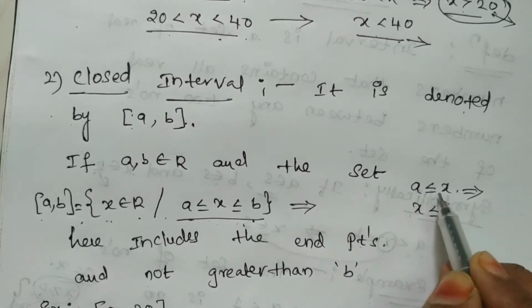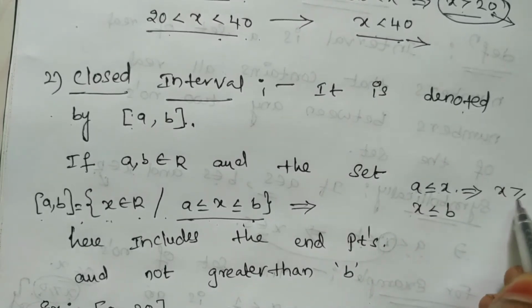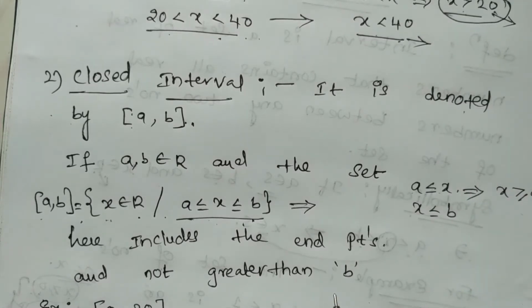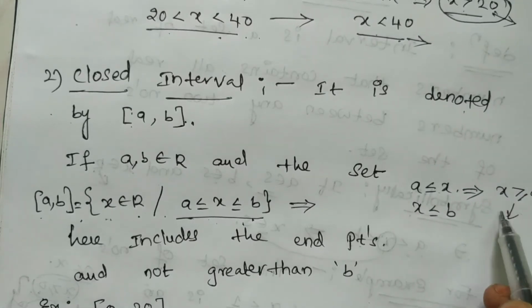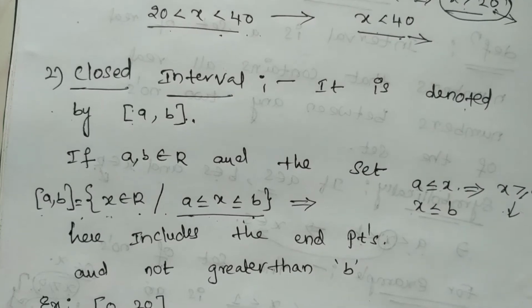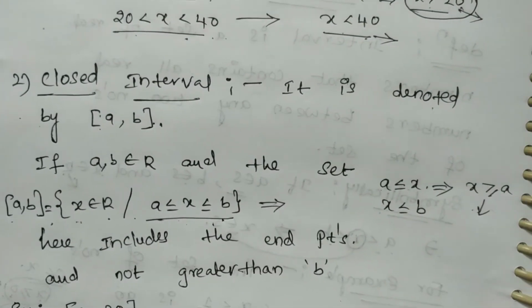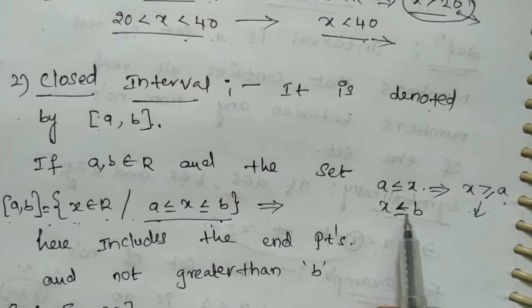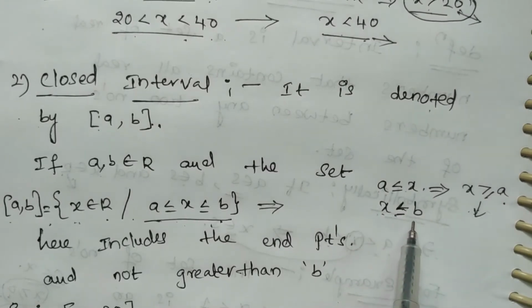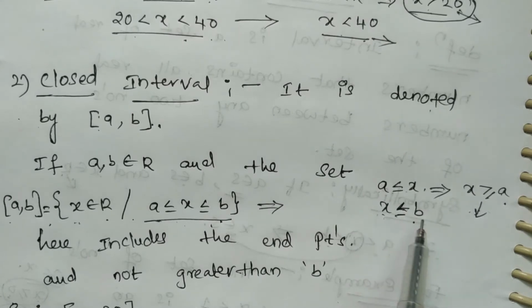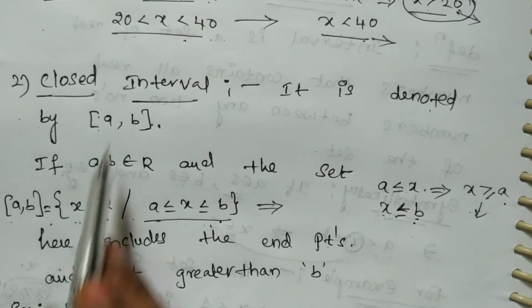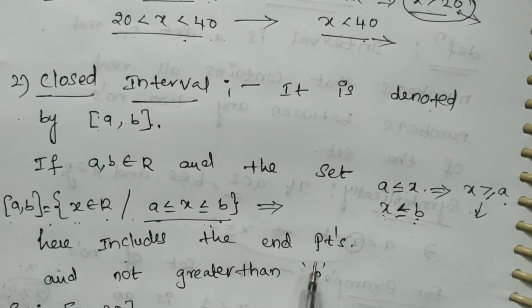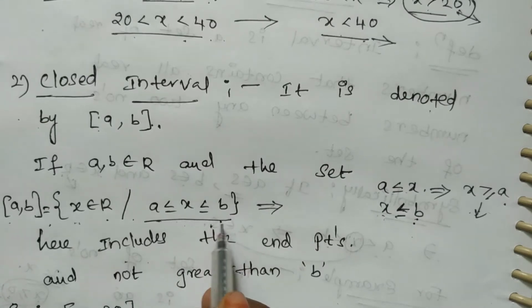So A less than or equal to X means X is greater than or equal to A. So the value of X is greater than or equal to A, and A is also included. And X less than or equal to B means X is less than or equal to B, and B is also included. So in this closed interval, the end values are included, but nothing greater than B.